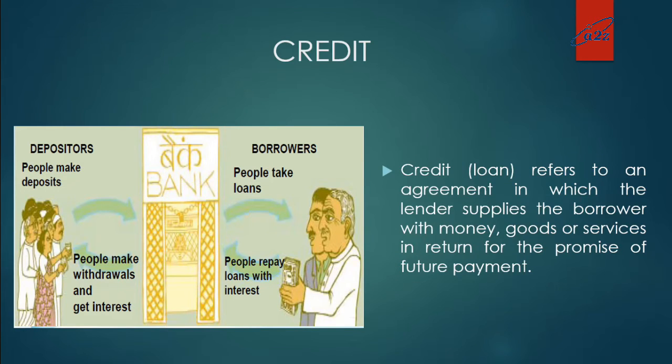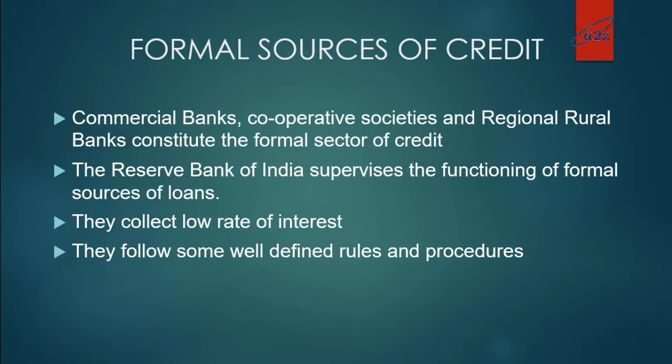Credit. So credit or loan refers to an agreement in which the lender supplies the borrower with money, goods or services in return for the promise of future payment. Formal sources of credit. Now we will discuss different sources of credit. Sources of credit are divided into two main types, that is formal and informal. First of all, we will discuss formal sources of credit. So let's start.